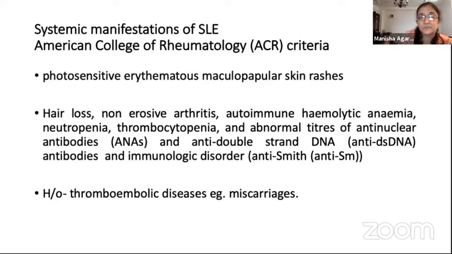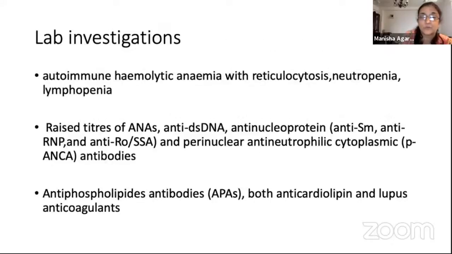In young females, what's important is to take the history of miscarriages, which very often happen secondary to recurrent thromboembolic events. These are the various lab investigations that we have to do in a patient of SLE because they often have hemolytic anemia with neutropenia and lymphopenia. And these are the specific antibodies that we have to look for, like ANA, p-ANCA, the anti-Sm antibodies. And what is important are the anti-phospholipid antibodies, both anti-cardiolipin and lupus anticoagulant antibodies, because these are said to be correlating with the occurrence of the vaso-occlusive retinopathy.